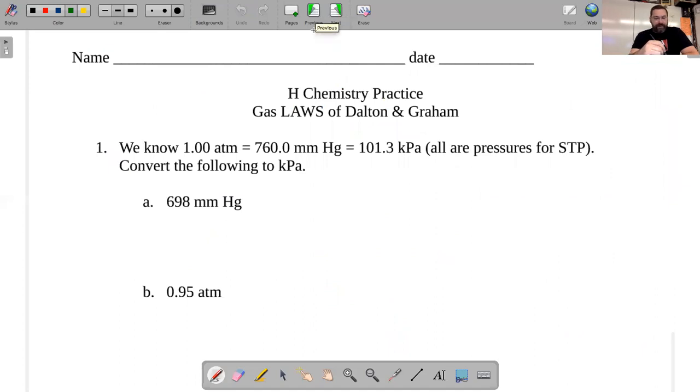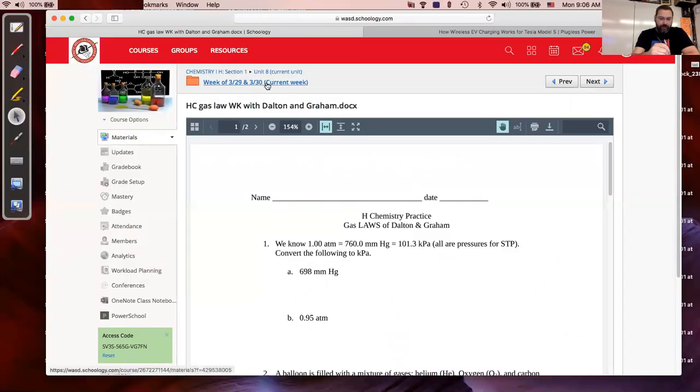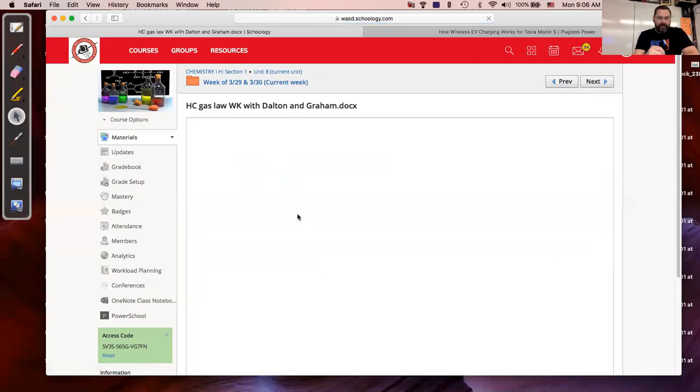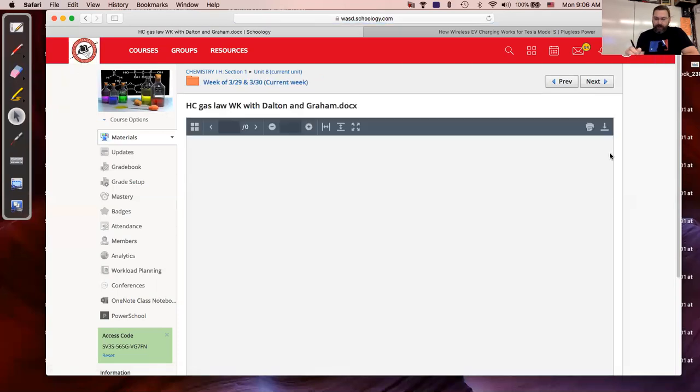So anyway, I'll go back to this thing, show desktop. Here we go. In the folder for this week, so this is in Unit 8, week of 329 and 330, there's this paper here that says honors chemistry gas law with Dalton and Graham. And these are problems that I want you to do and think about as practice for tomorrow. We'll go over them tomorrow, and that'll be the last thing before our break.